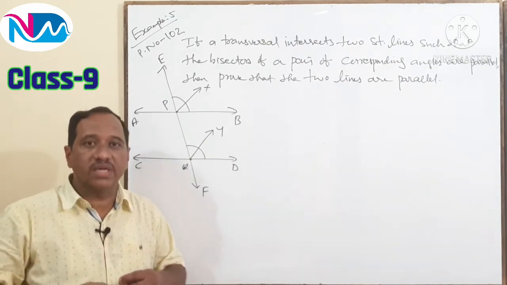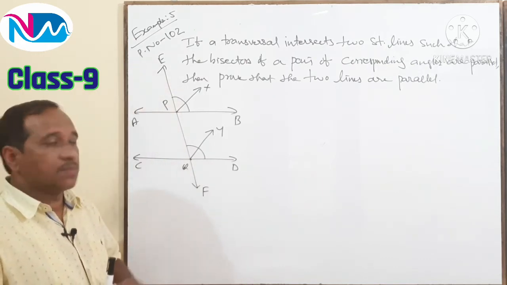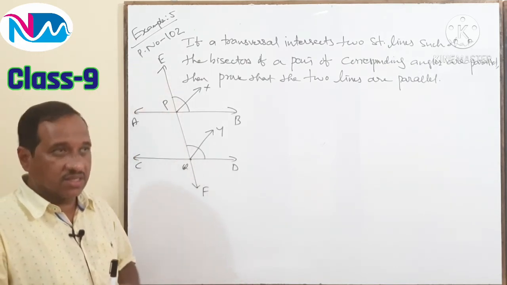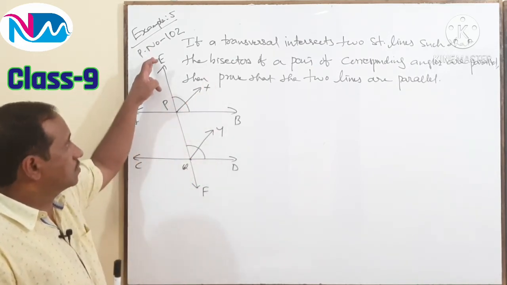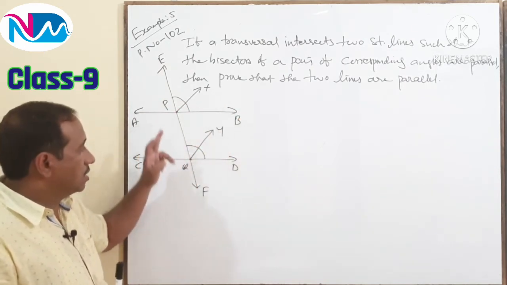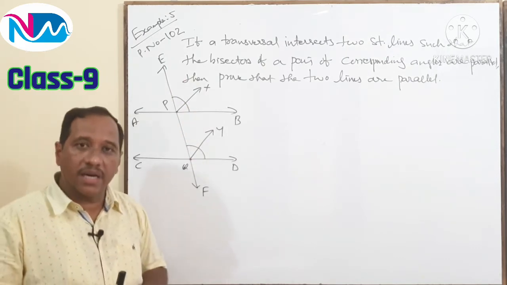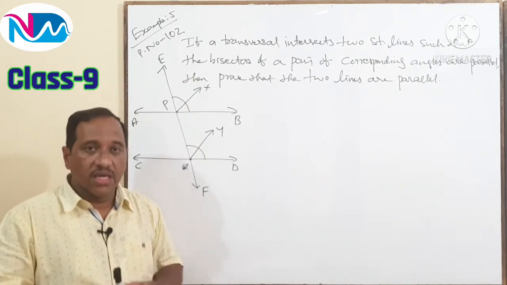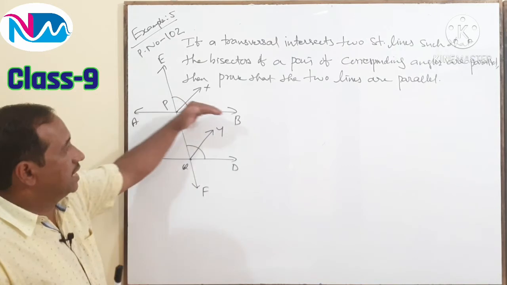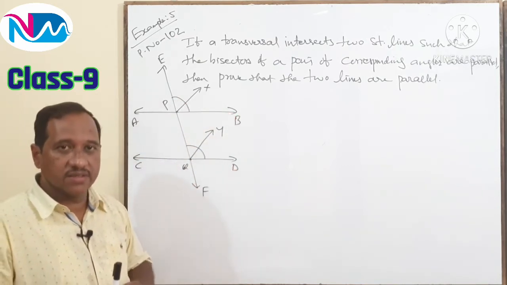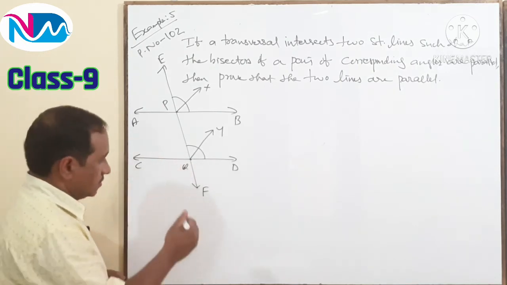So we are given two straight lines AB and CD intersected by a transversal EF at points P and Q such that PX and QY are the bisectors of angle EPB and angle PQD. Also, PX and QY are parallel. This is the given part. If PX is parallel to QY, we have to show that line AB is parallel to CD. So let us write what is given on the basis of the figure.